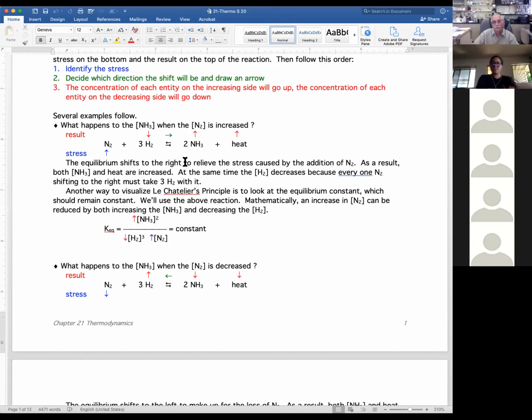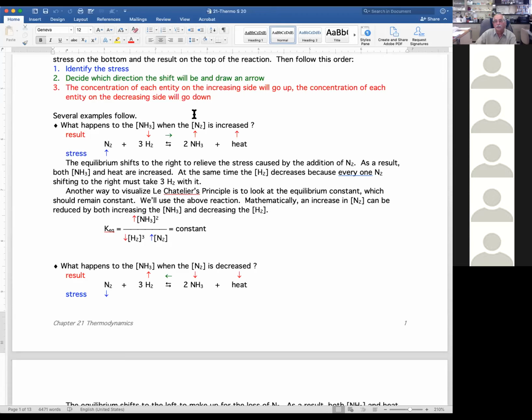That's why the concentrations don't change with time. So now it's at equilibrium, and otherwise you wouldn't be able to do anything. But if you apply a stress to it, then it will shift because it still has to be equal to this equilibrium constant. So here's the first example. What happens to the ammonia concentration when the nitrogen concentration is increased?